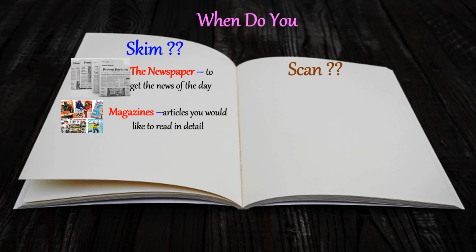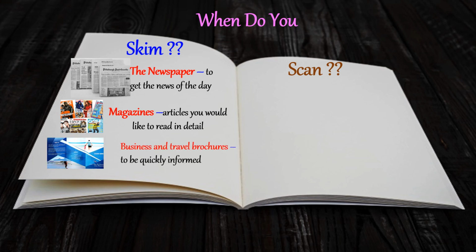Likewise, when there's a magazine lying on the table, definitely you don't have time to sit and read the magazine from top to bottom. So what you're going to do is just skim through the magazine and identify articles you would like to read in detail later. Or when there's a business or travel brochure, you quickly go through that. So you're skimming through the brochure and you are informed.